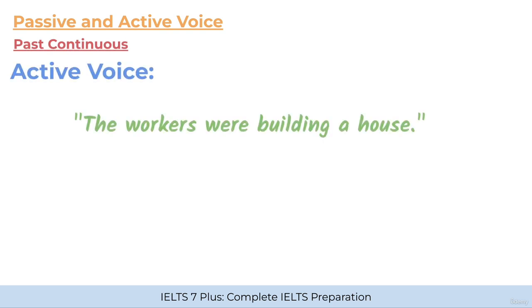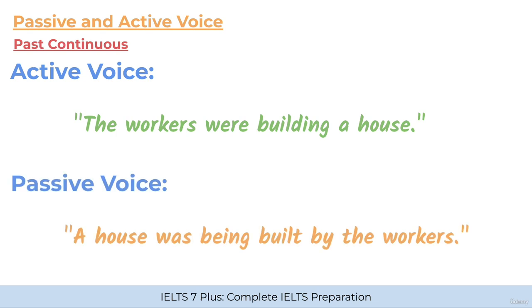Past continuous. The workers were building a house. Any ideas? This might be a bit tricky to change into passive voice. So we can say a house was being built by the workers. So it's like the present continuous. We need our be in its past tense form. A house was, and singular form here. Being with that present participle, and then our past participle of the main verb built there by the workers.